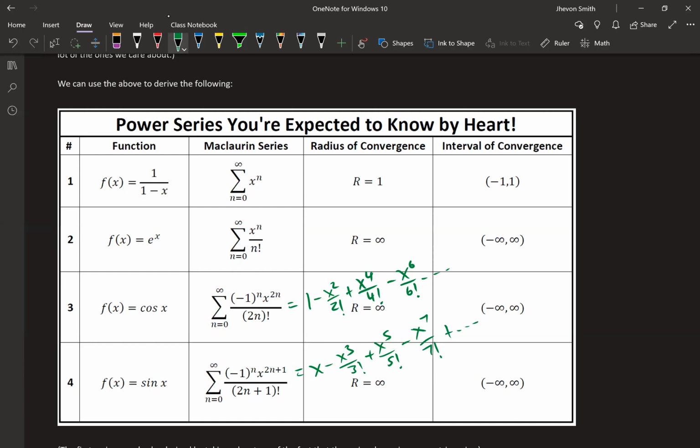So you should know what these guys look like in expanded form as well. e to the x looks like 1 plus x plus x squared over 2 factorial plus x cubed over 3 factorial plus x^4 over 4 factorial plus da da da.